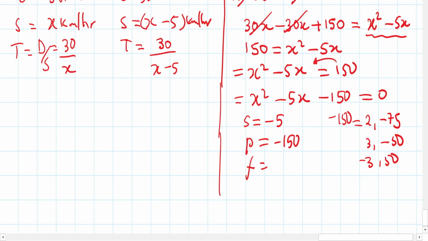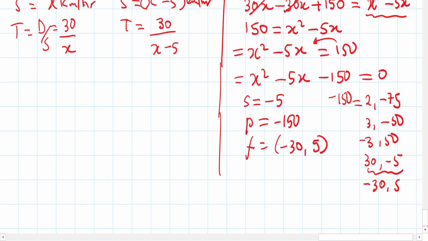We also have 150 divided by 5, we have 30 and negative 5 as well. I think this one is the most favorable. So your factors are going to be 30 and negative 5, I think it is negative 30 and 5. This one is the best one. So negative 30 and 5, because if you multiply the two, it's going to give you negative 150. If you add them, no, still those are not the factors, by the way.